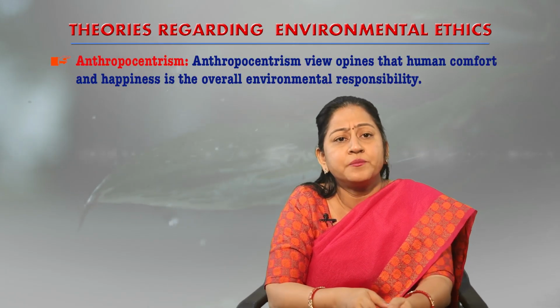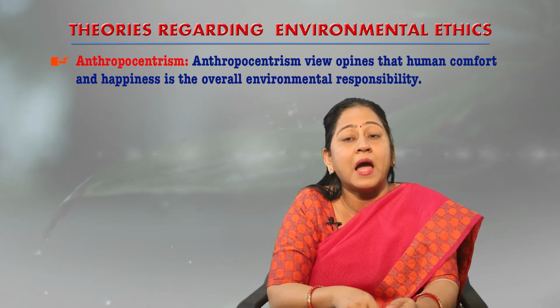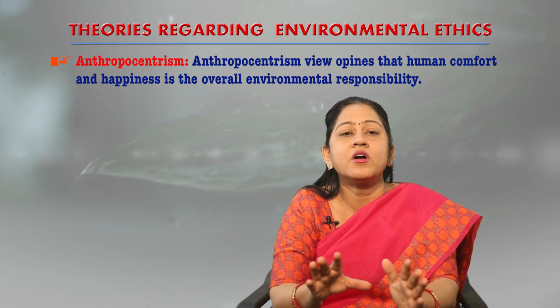Now, we move on to the theories regarding environmental ethics. Learners, these are very interesting theories. The most common theory, because we are in the Anthropocene today, is anthropocentrism. It views that human happiness and human comfort are the overall environmental responsibility, and it says that the exploitation of the environment must be for doing the maximum good to the maximum people. What nature has offered to us in the form of various resources, above the earth, beneath the earth, wherever you find resources on this planet, are basically for improving the standard of living of the people, for making our lives secure, comfortable, convenient. This view is known as the anthropocentric view.